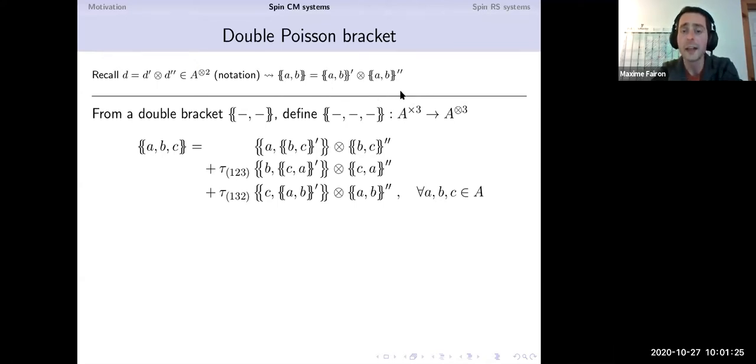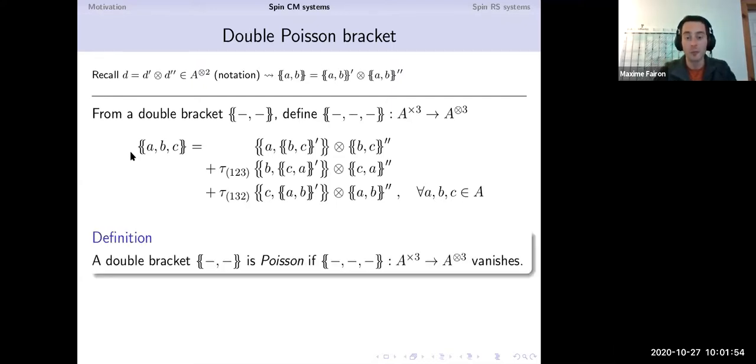If I want to apply a double bracket again on that, you have to choose on which element in the tensor product to apply it. Basically the rule is just to apply a double bracket with the first element in this tensor product. I will not go into the detail of that because we will not really need it, and it may be difficult to digest at first sight. But the point is that we can define such an operation, and we will say that our double bracket is Poisson if this operation vanishes. Again, this is really like your usual Jacobi identity, but in these non-commutative settings that I want to introduce.